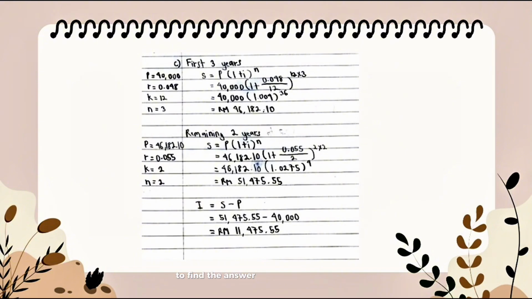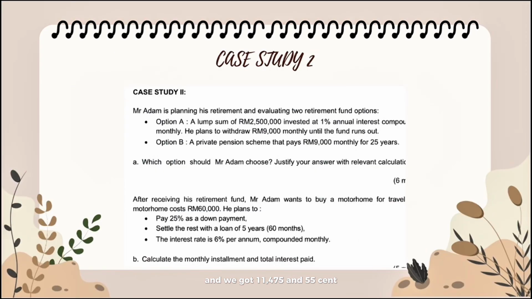To find the answer, we have to calculate the first 3 years. And for this, we use the future value formula. We substitute everything and we got the answer 96,182.10. For the remaining 2 years, we use the same formula, which is future value, and as always, substitute everything and the final answer we got is 51,475.55. To find the interest, S minus P, and we got 11,475.55.